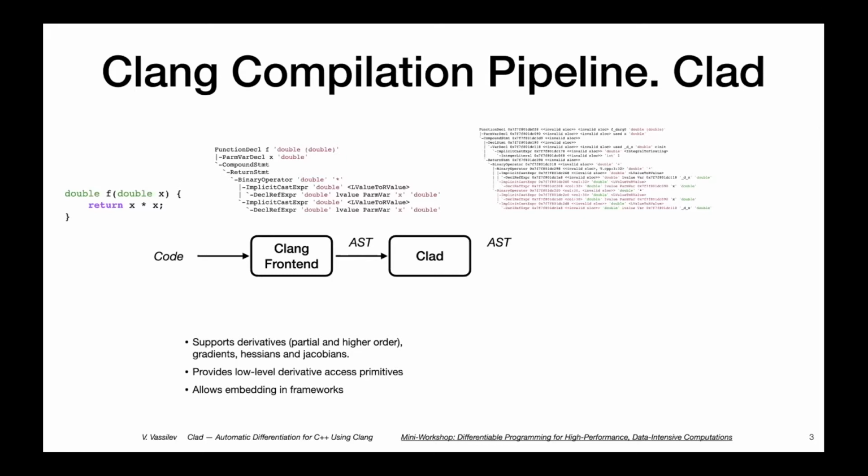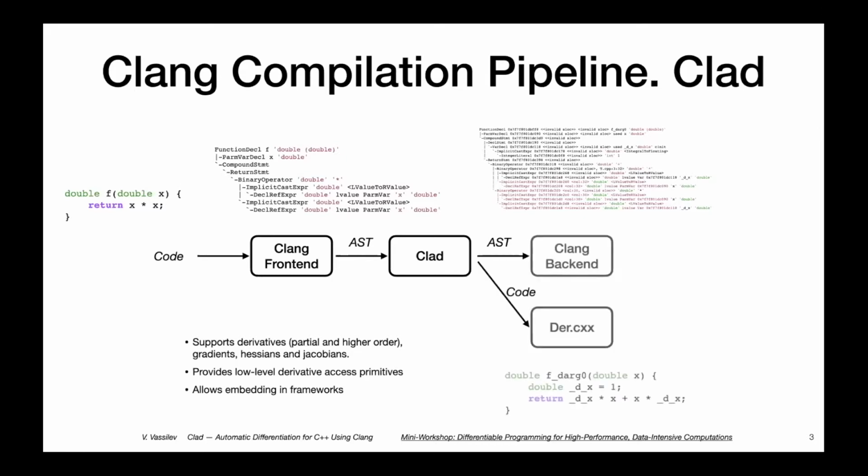And then Clad would transform that AST into either something that goes to the Clang backend, which generates code, or it would write a bunch of code in textual form into a file, and then from that point onwards, you can use your favorite compiler implementation to create the derivatives. So to compile the code.